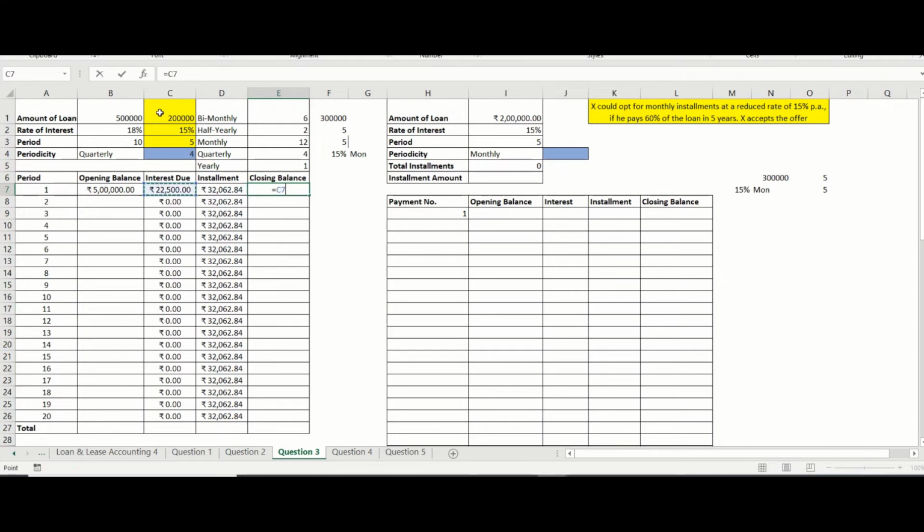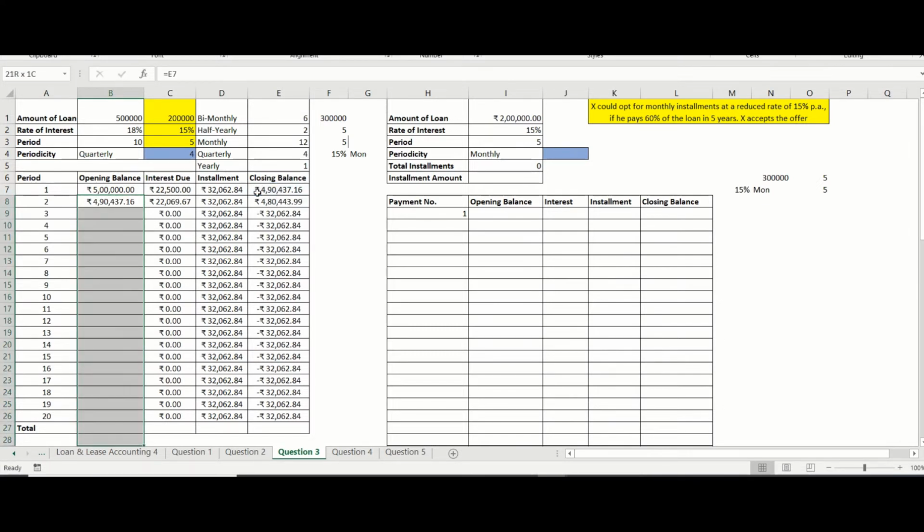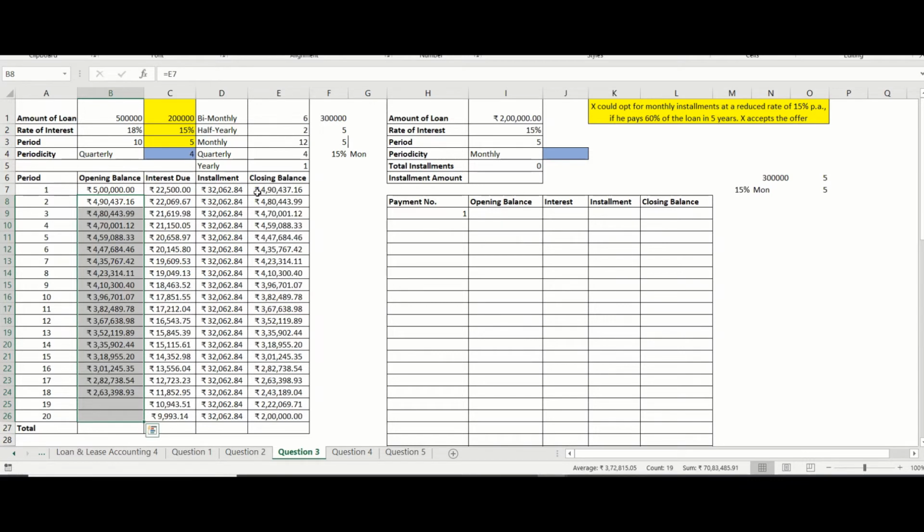Closing balance, opening plus interest minus installment. Drag this down. What will be my opening balance of second installment? Closing balance of first. Again, here I have not used the if count function. You can if you want to. My indicator, last installment की closing balance देखो, 2 lakhs. So 3 lakhs is already over. I have to pay 2 more lakhs to the company.